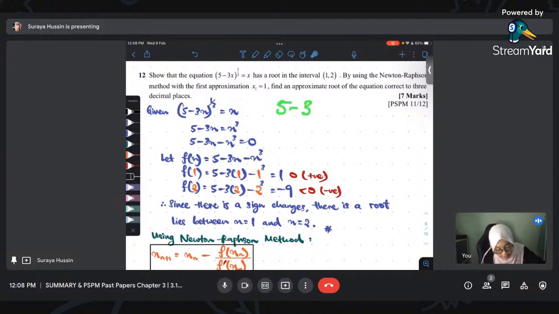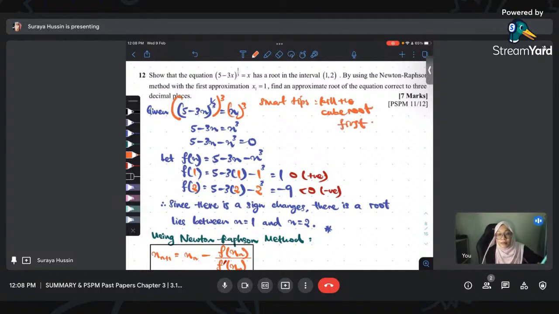You are very eager and you just write it down, betul tak? You mesti nak buat macam ni. Tapi untuk mengelakkan kesukaran kita buat calculation nanti, it's better for us to just kill the cube root. Kill the cube root by what? By power it with cube. That is the smart part. This is the smart tip over there. Kill the cube root first. Kill it by cube it. As easy as that. And so you will get 5 minus 3x equals to x cubed.